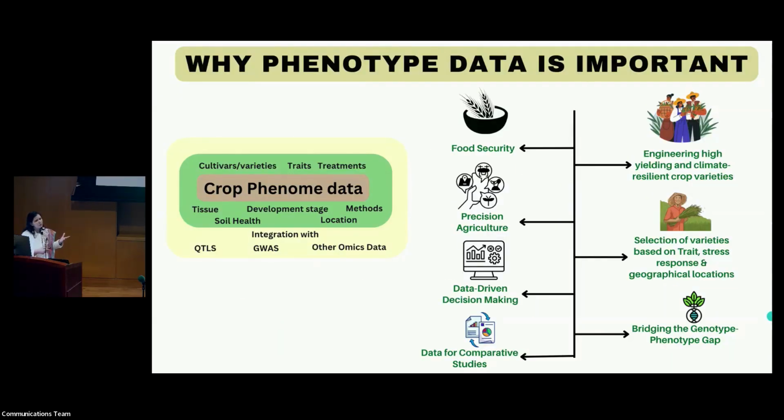But as a researcher, why does this data hold importance? Because this phenome data, with all of the detailed metadata and other omics data, GWAS data, and QTL, can hold very diverse applications: food security, agriculture, precision, data-driven decision making, bridging the genome-phenome gap, and engineering different cultivars which are climate resilient and also high yielding varieties.